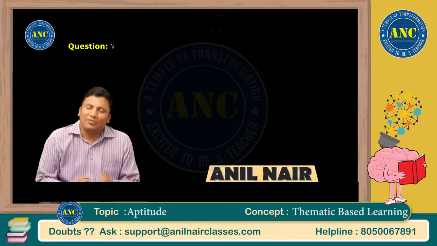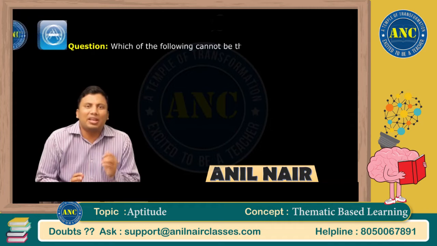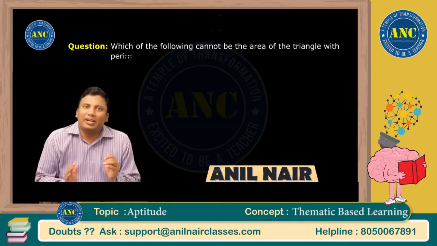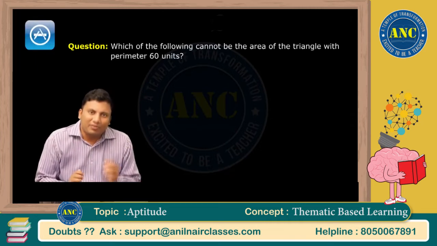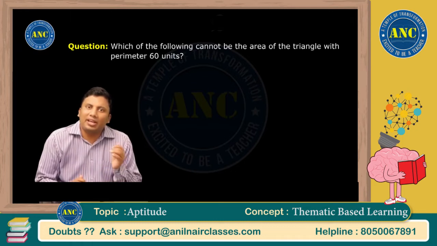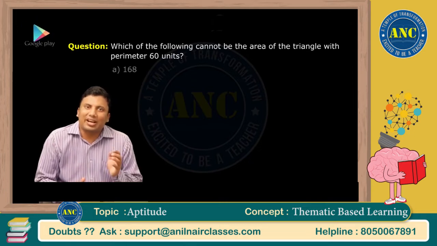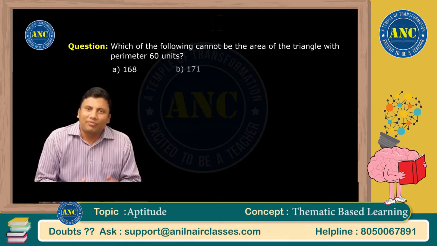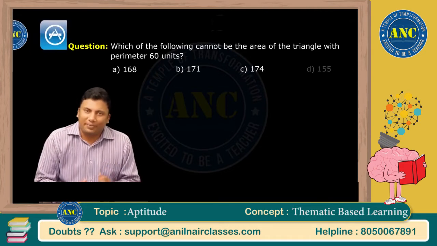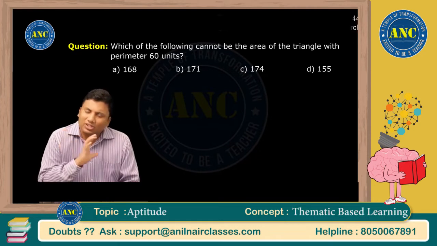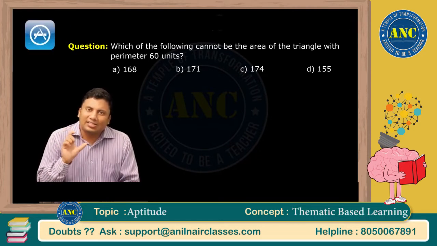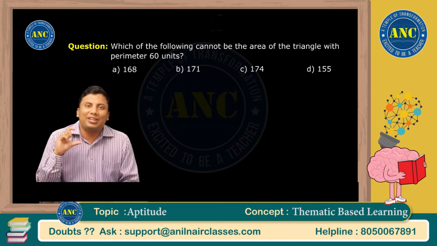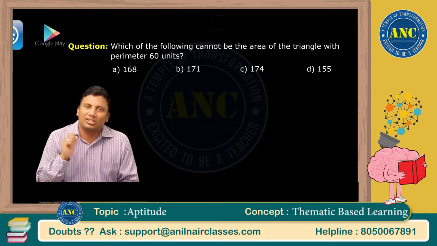Which of the following cannot be the area of a triangle with perimeter 60 units? First option 168, second option 171, third option 174, fourth option 155. Perimeter is given. He has not mentioned which triangle it is. He is asking which of the following cannot be the area of the triangle with perimeter 60 units.